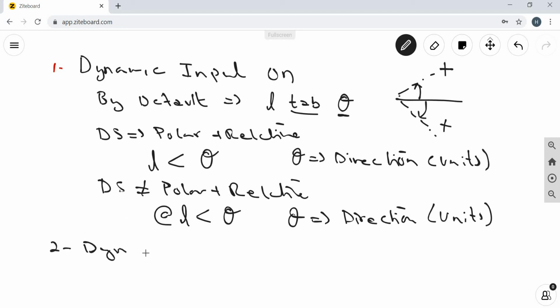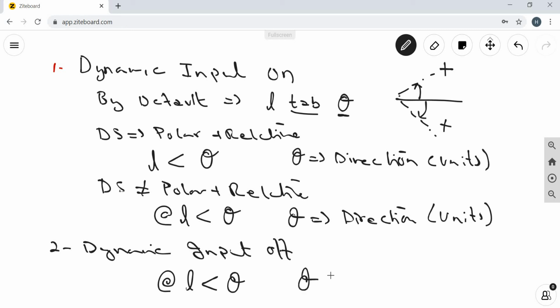And if the dynamic input is off, you can type in the command line @, specify the length, press the angle key on the keyboard and specify the relative angle. Again, in this case, the angle will take the direction as you have set in the units.